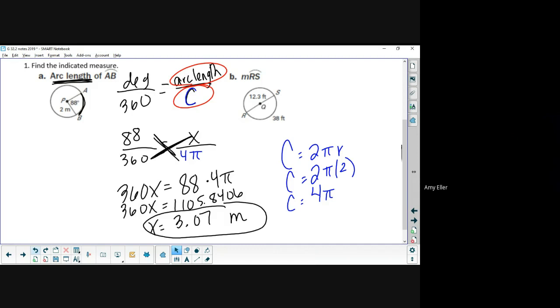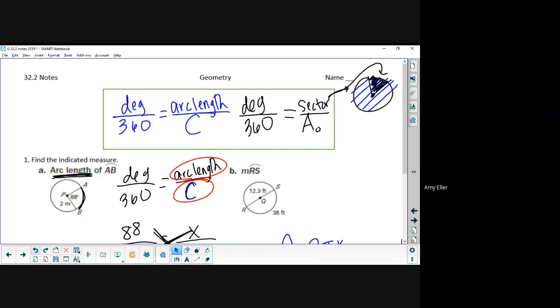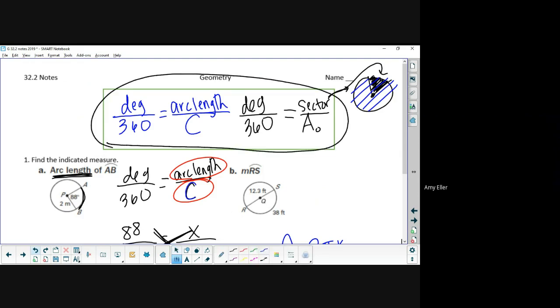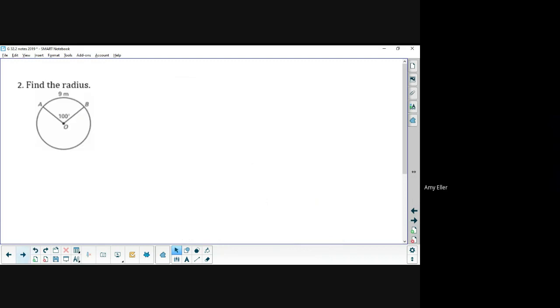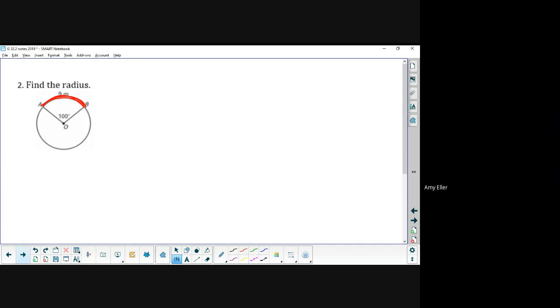Let's look at number 2. Find the radius. Well, where are we going to start? Neither of these formulas up here have radius. There's a radius in the circumference formula. There's a radius in an area formula. Well, what does this picture have to offer us? Look right here. We know a degree. That's not helpful. They both had degree. This is an arc length, 9 meters. Because they give us arc length, I would choose that formula. Let's recopy that formula.